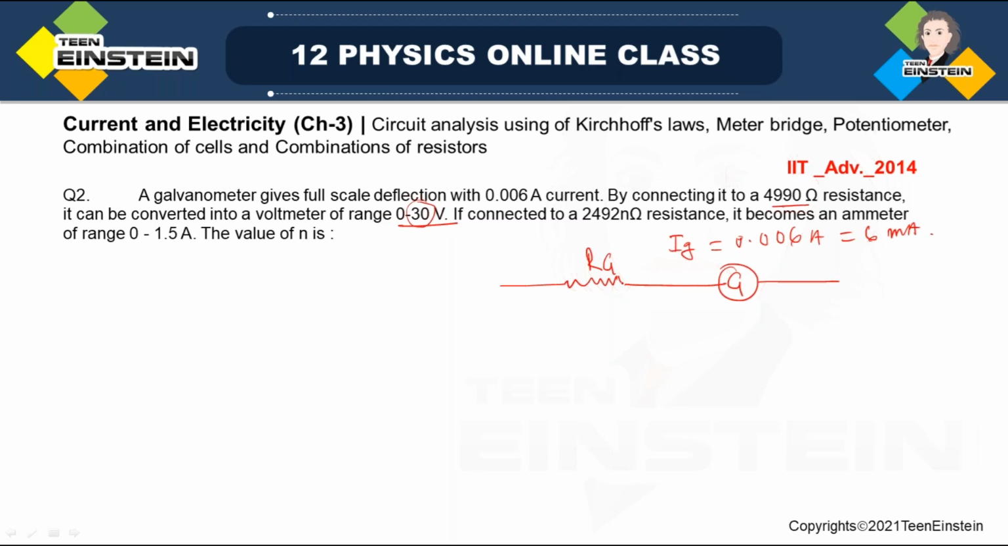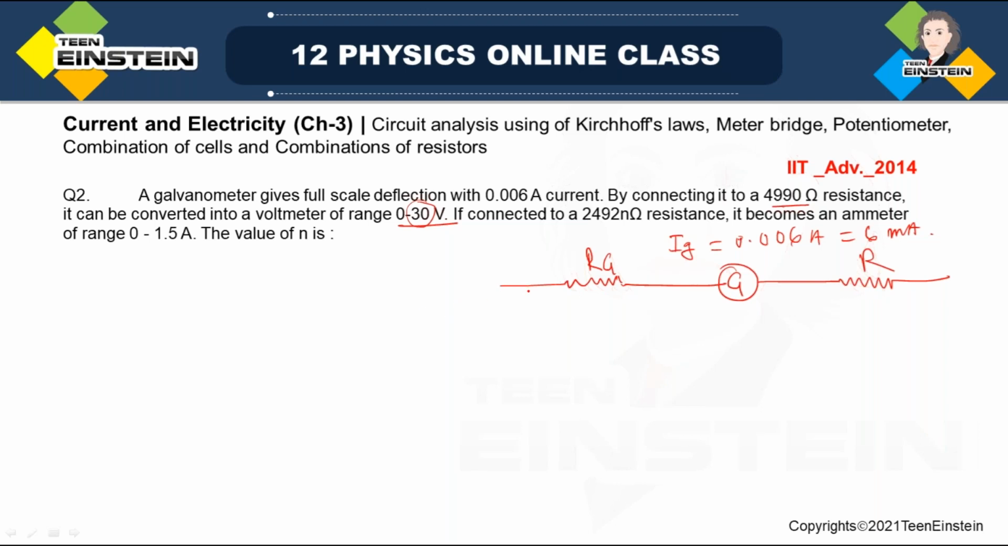For converting a galvanometer into a voltmeter, we have to connect a very high resistance, suppose this is R, with the galvanometer in series. So we have to connect a very high resistance with the galvanometer in series.